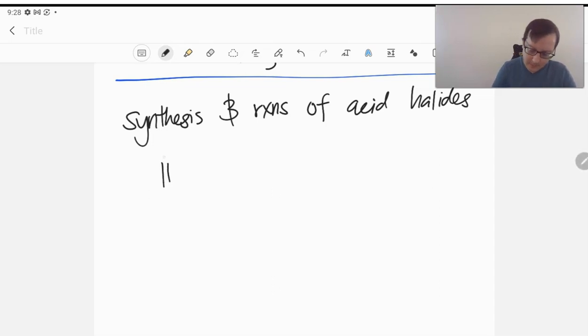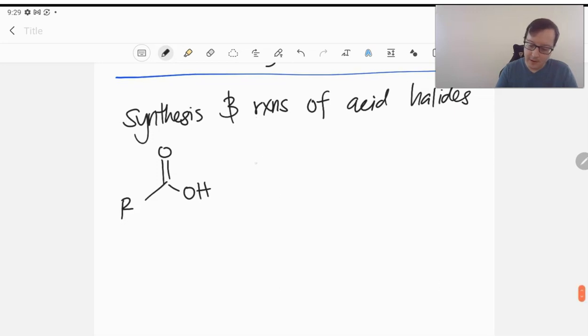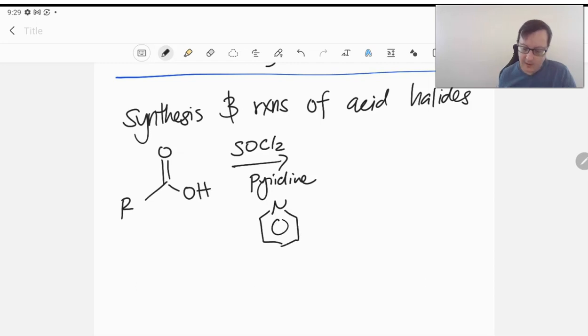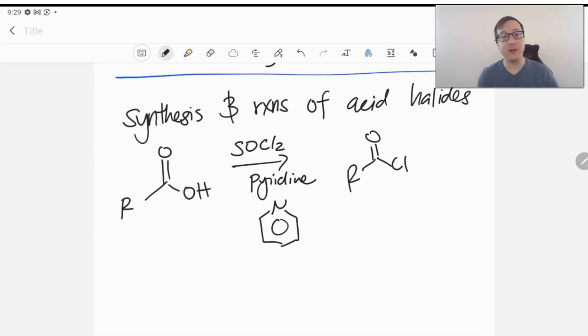So we can make an acid chloride by taking a carboxylic acid, which is how we're going to start all of our functional groups, and treating it with thionyl chloride in the presence of pyridine. Pyridine, as we know, is our chloride abstractor. And we're going to end up making our acid chloride. We're going to see that acid chlorides are the most reactive of all the derivatives, and so it's very useful that we can turn a carboxylic acid into one, because then we have a lot more utility, synthetically speaking.